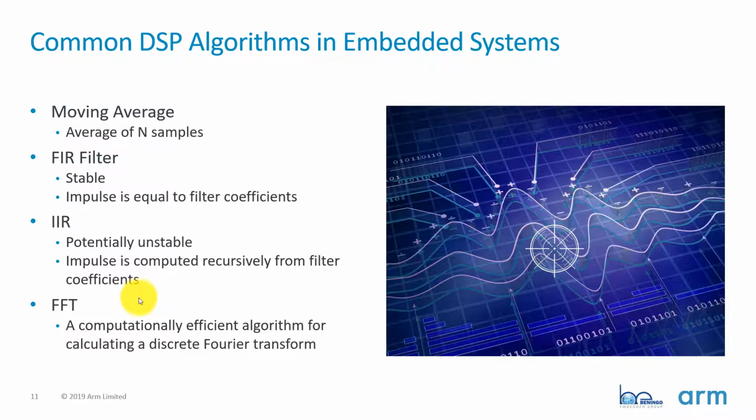And then we have fast Fourier transforms. These are normally very computationally efficient algorithms for calculating a discrete Fourier transform. Beyond the definition, basically what we're doing here is trying to filter out noise from our signals. And for FFT, we're trying to convert a time domain signal into the frequency components of the signal. So these are the four main types of algorithms for DSP that I see used in embedded systems every day.